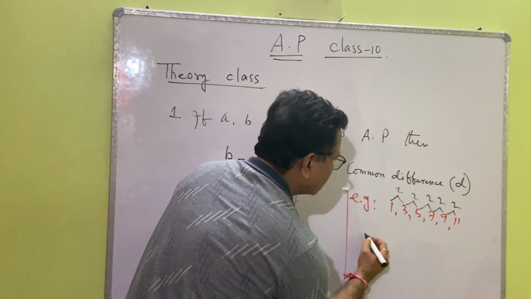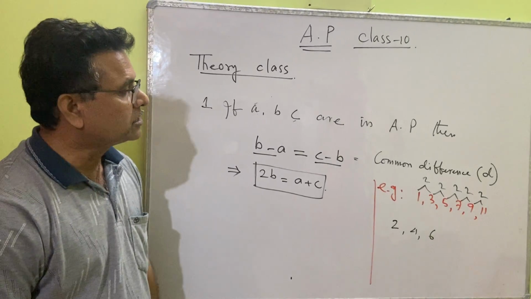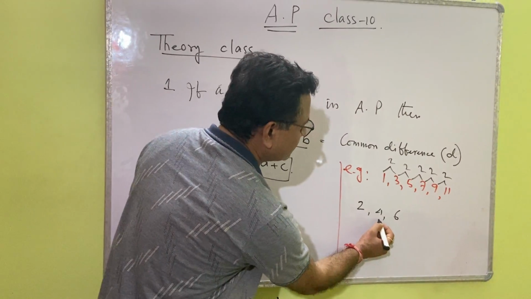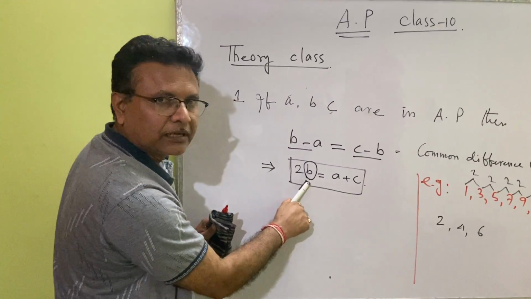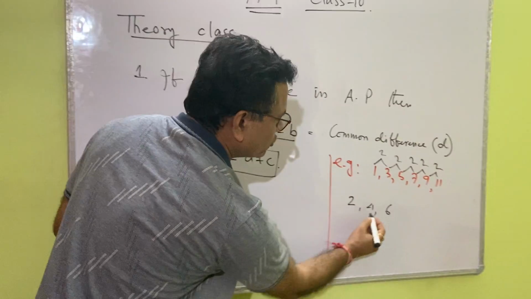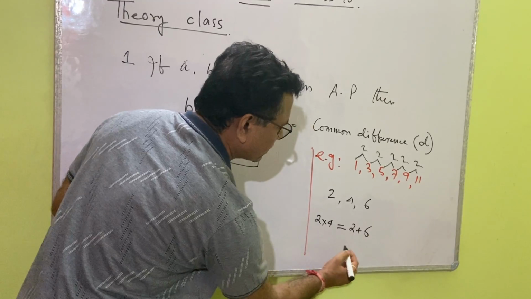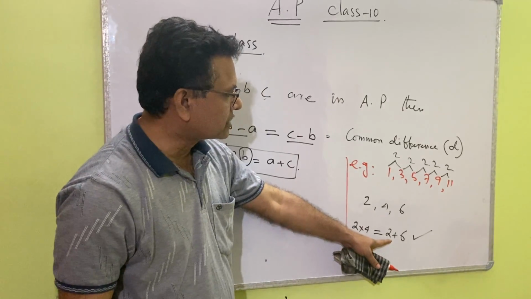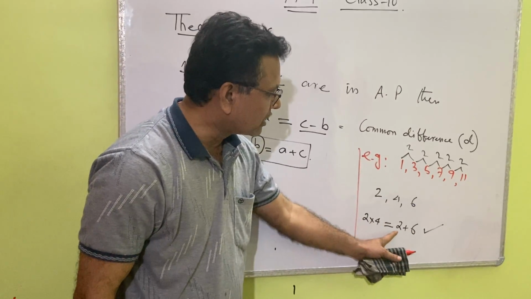For example, suppose 2, 4, 6. I have to check whether these three numbers are in AP or not. Very easy, how will I check? Twice the middle number should be equal to the first number plus the third number. If this is true, then I will say that these three numbers are in AP. And this is true because 2 fours are 8 and 2 plus 6 is 8.